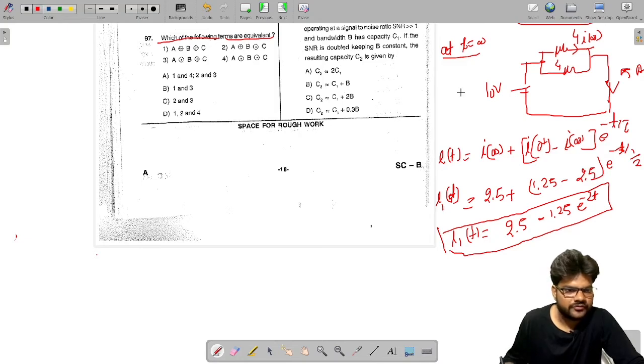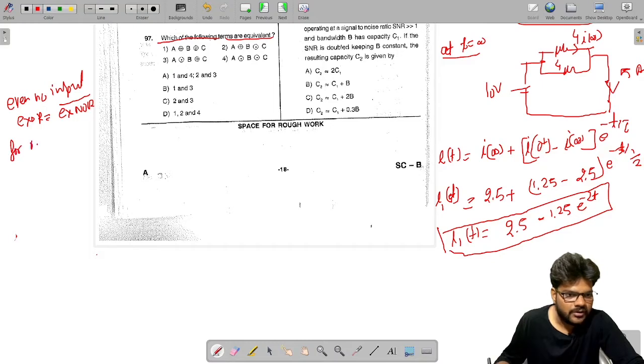Okay. So we know that for even number of inputs, XOR equals XNOR complement. So for even number of inputs, both XOR and XNOR are complements of each other. Okay. So for odd number of inputs, both XOR and XNOR are equal. Okay. So XOR equals XNOR.